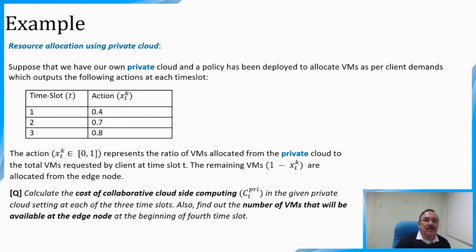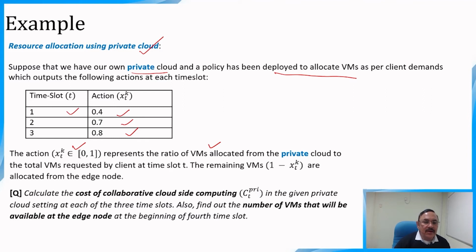Now, resource allocation using private cloud. Suppose we have our own private cloud and a policy has been deployed to allocate the virtual machines as per the client demands, which outputs the following action. So, in time slot 1, action x t for k is 0.4, 0.7, 0.8. Here x k between 0 and 1 represents the ratio of VMs allocated from private to the total VMs requested. The remaining VMs, 1 minus x k, are allocated from the edge.